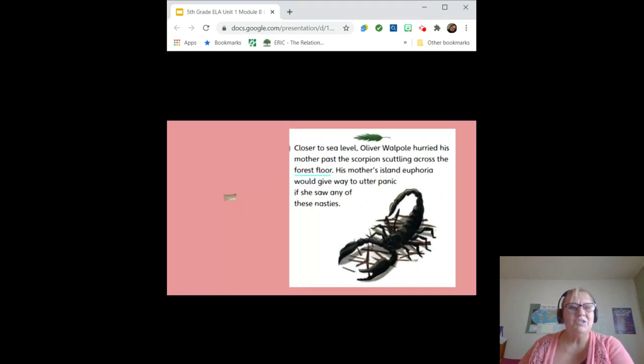Do you remember what it means to put an icon between the paragraphs? That's right. It means there is a change. It looks like a symbol, and this text is going to be a leaf. Let's read and find out what the change is.